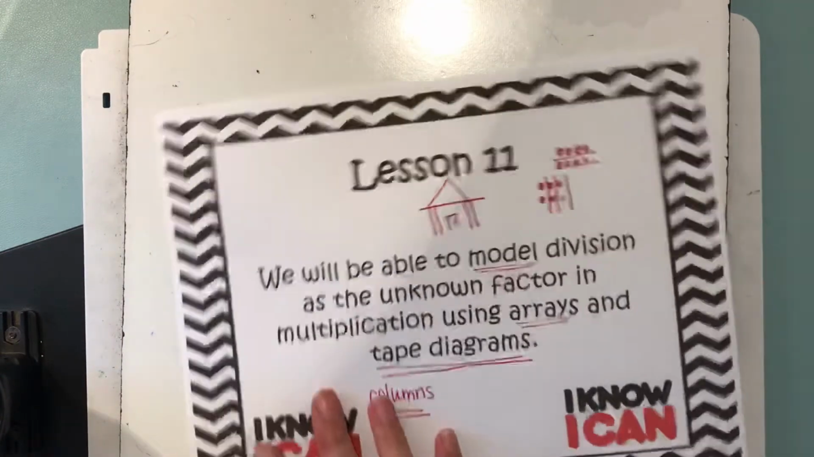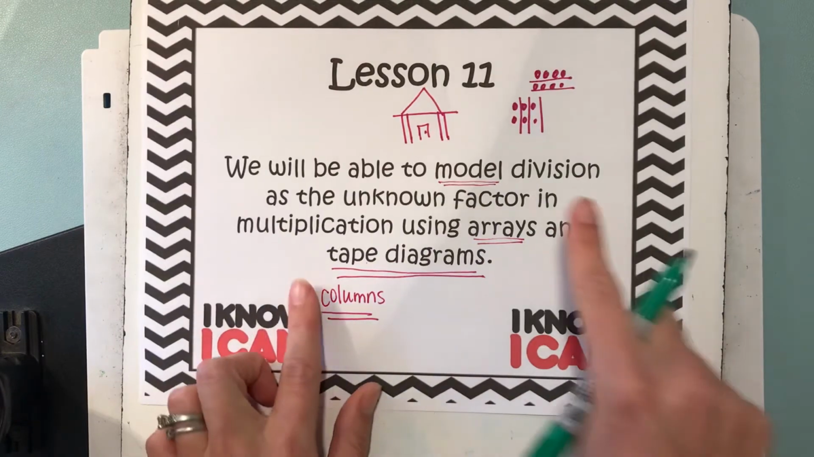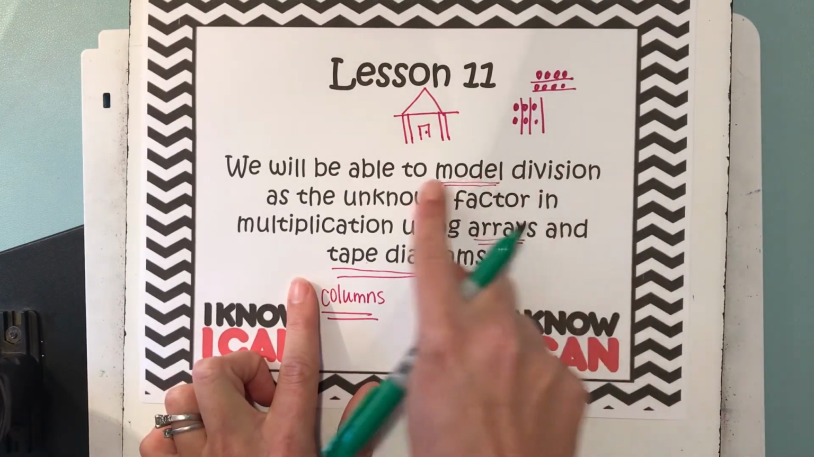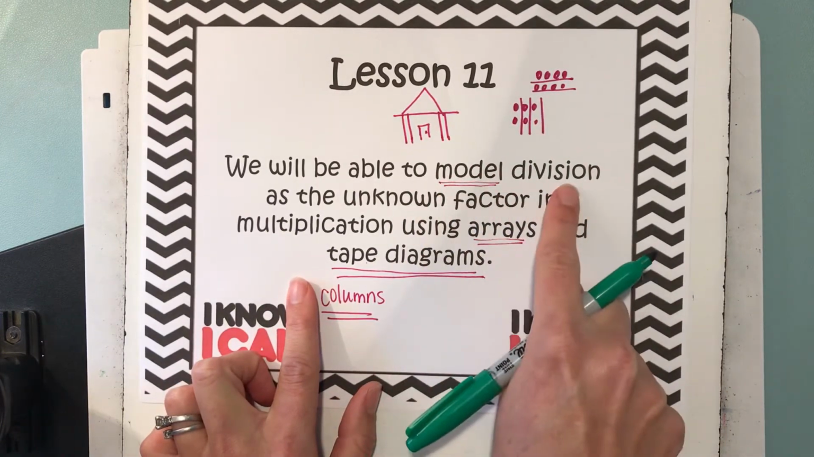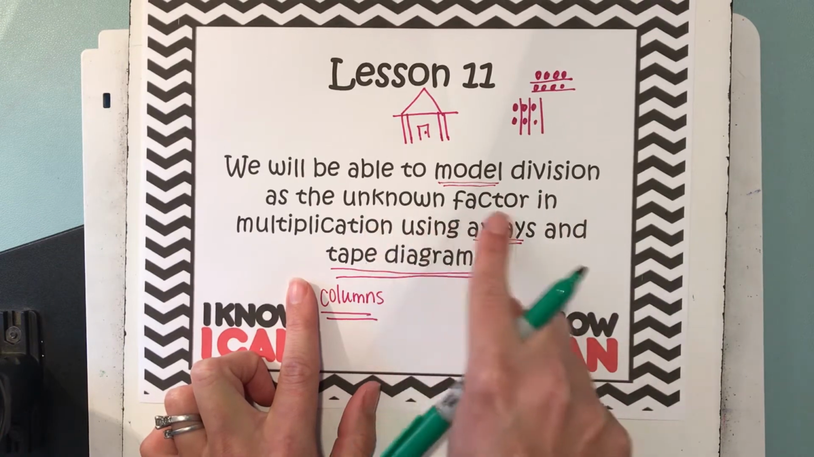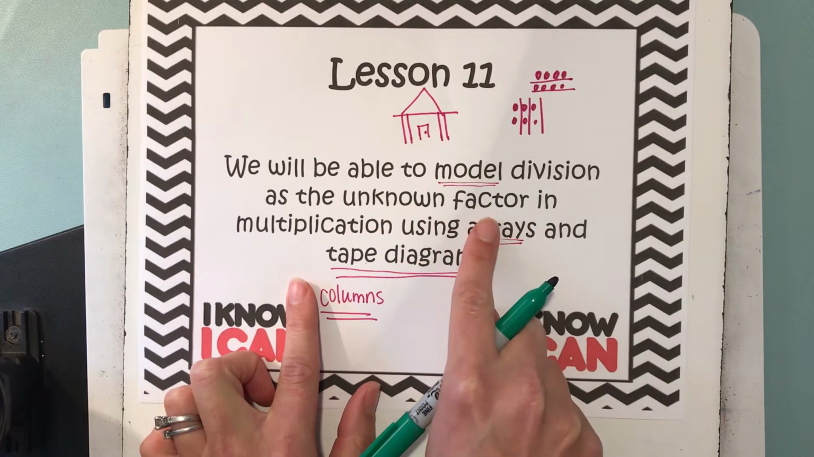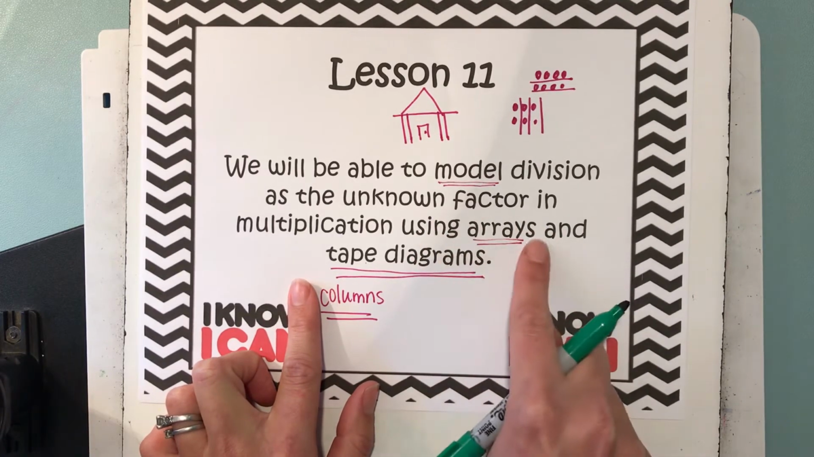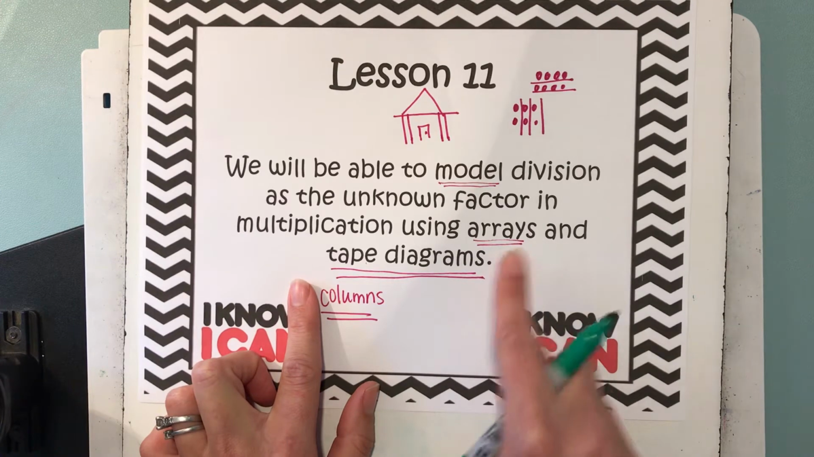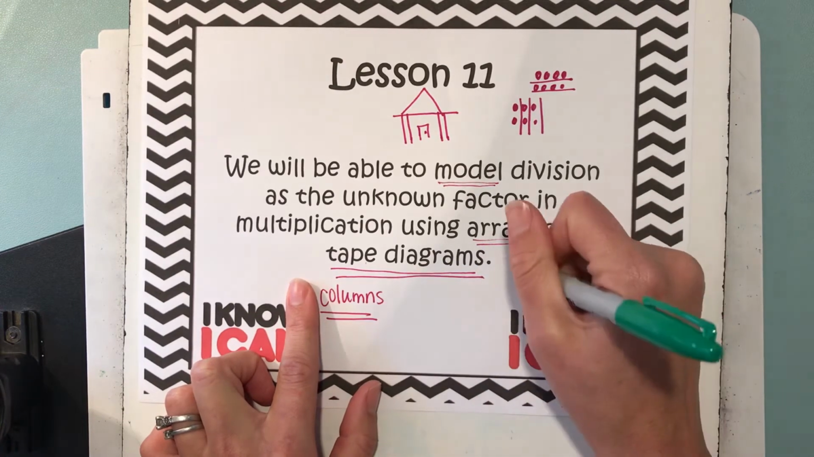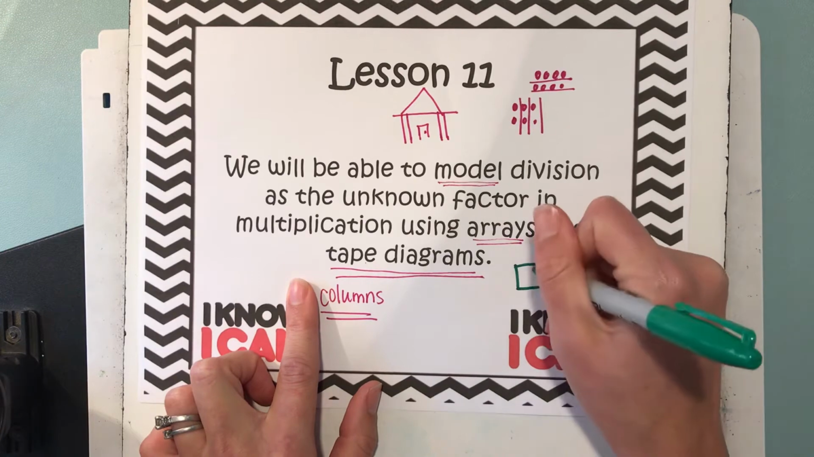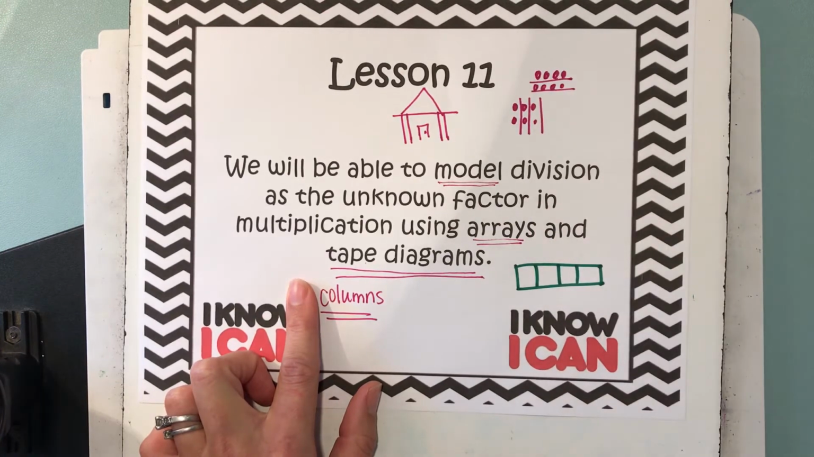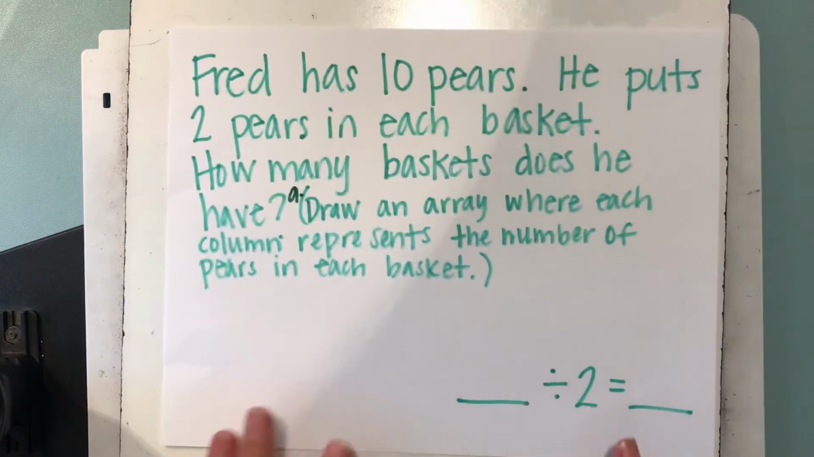Let's remember that what we're doing is we're figuring out a division problem. We're going to model a division problem, and we have an unknown factor, so it could be the size of the group, or it could be the number of groups. And we're going to do this by drawing arrays, and we're also going to do this by drawing tape diagrams. That's what a tape diagram looks like. So here's our first problem.